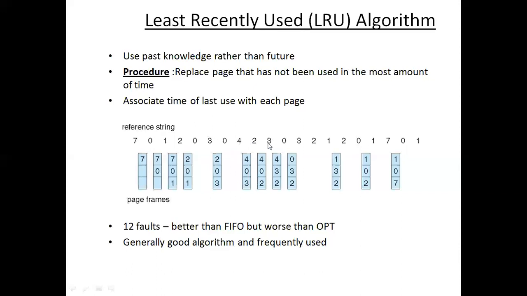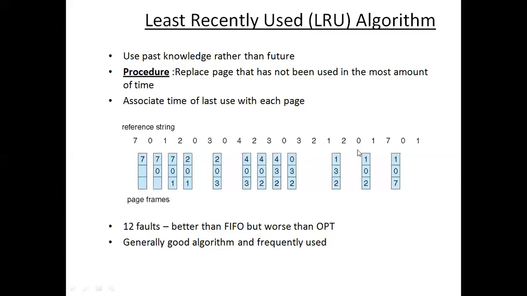Now page 3 is coming. Which is not recently used? Page 0. Remove 0 and put 3. Now page 0 is coming, it is not there. Look at the previous 3 distinct pages. Page 4 was not used, so remove 4 and put 0. Okay, 3 is already there, 2 is already there. Now 1 is coming. Look at 3 distinct previous pages. 0 is not used, so remove 0 and put 1.